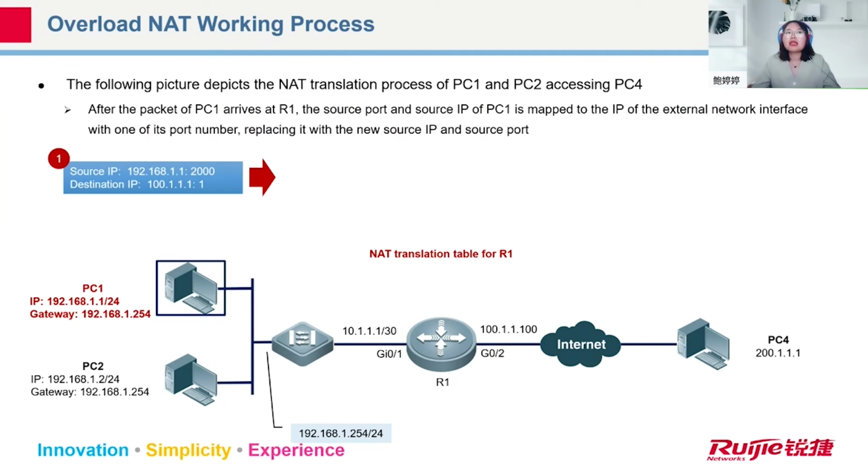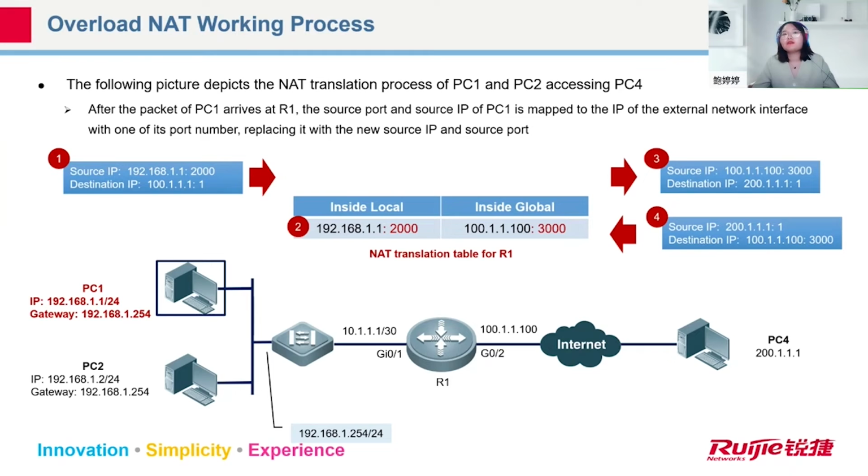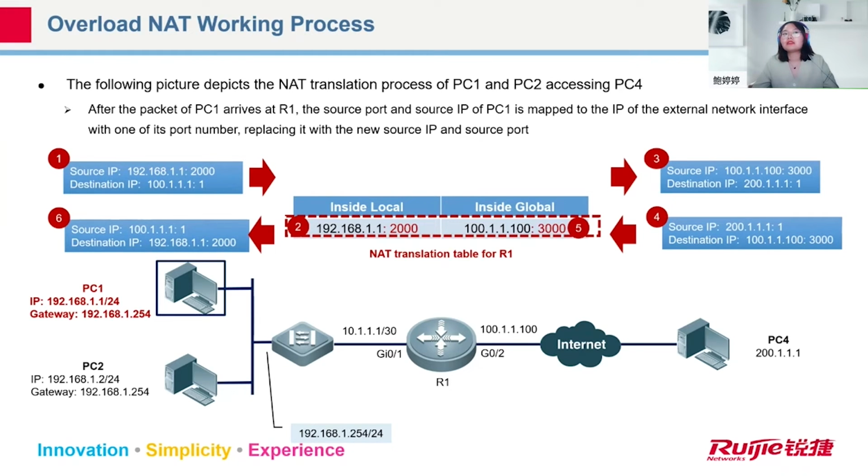Now PC1 wants to visit the destination, with its source and destination. Of course, when you use the dynamic way, we also add the port number. But here we translate it and write it down on the table. We will use the public IP address 100.1.100:3000 to indicate PC1 and finally visit the internet. And then the reply comes back and we translate again to reach PC1.